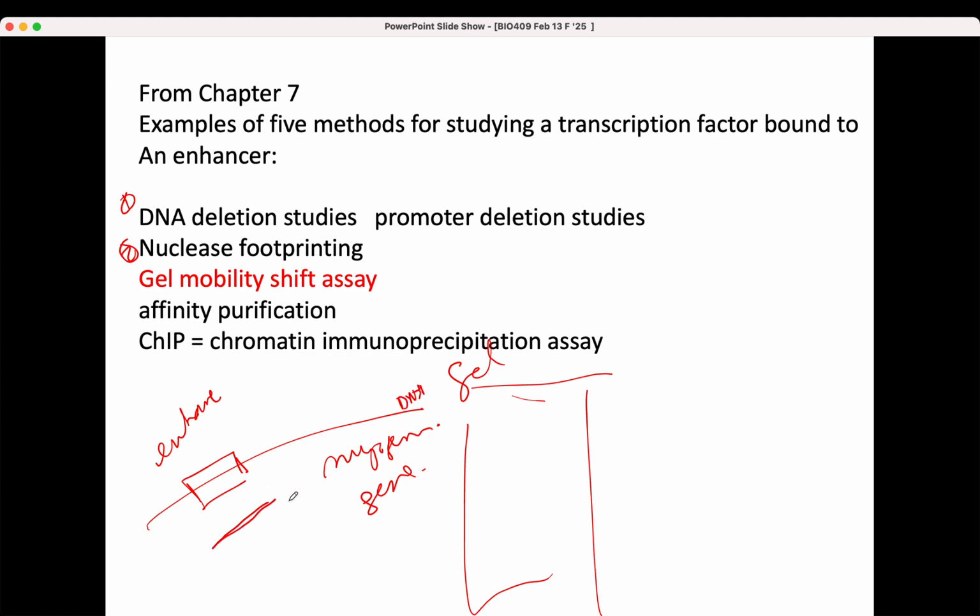We take this piece of DNA, probably a little bit longer piece of DNA, and we can radioactively label that DNA just so we can see it, and we just run it in a gel. And we had set it running that fast, right? Just with DNA. Then over here, we run another sample, and in that sample, what we've done is we've taken our radioactively labeled DNA that is our suspected enhancer, and we've added this nuclear extract.